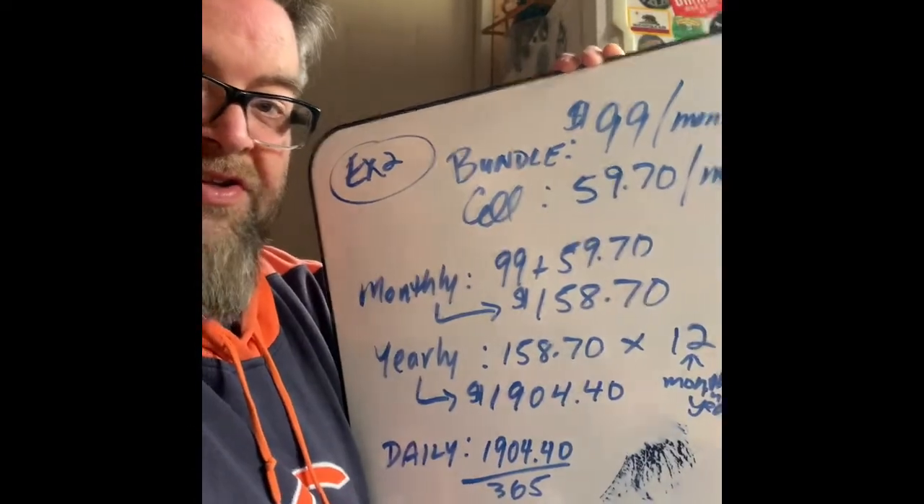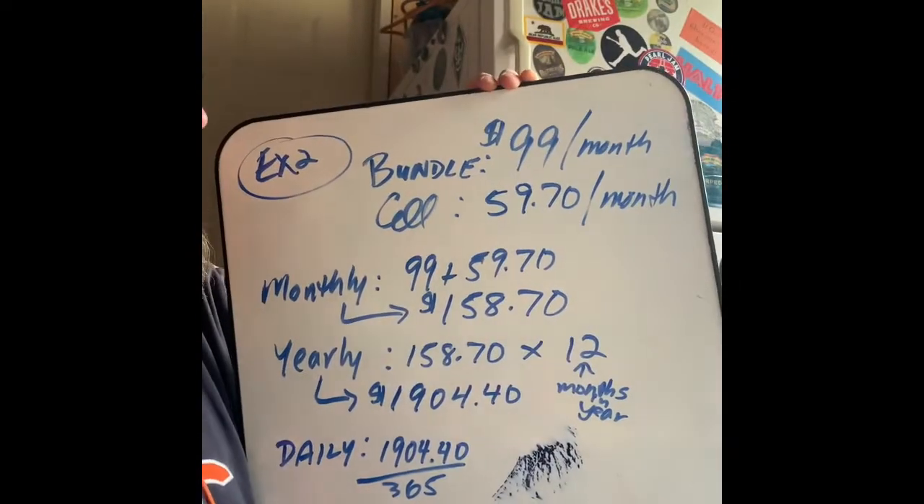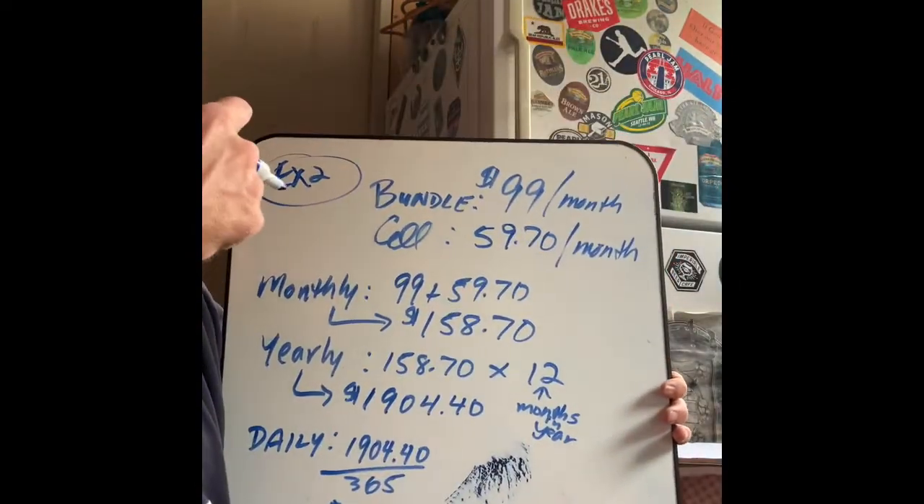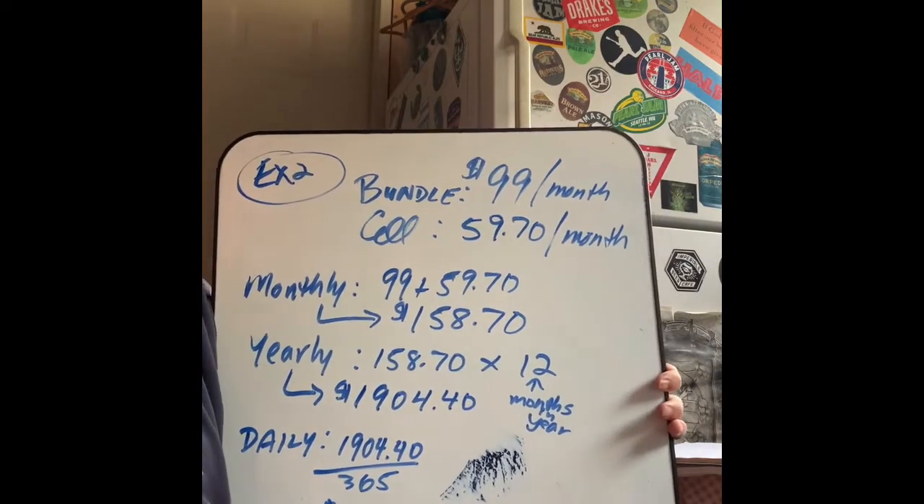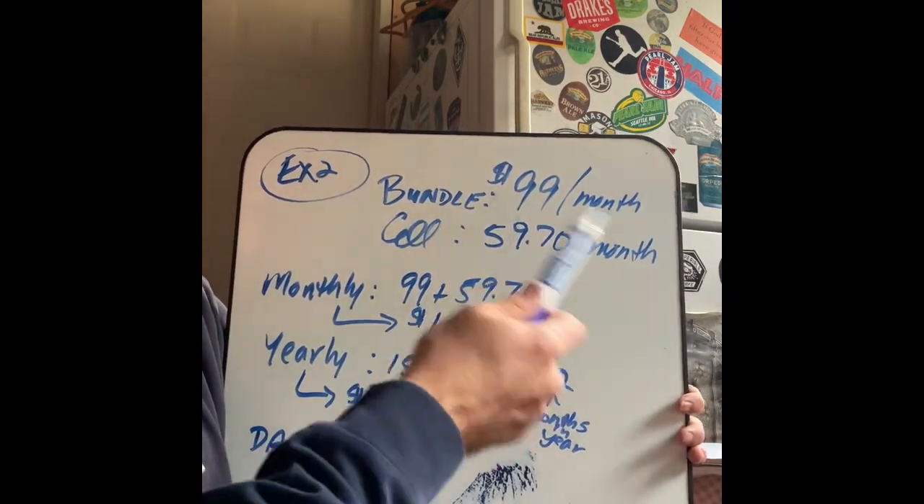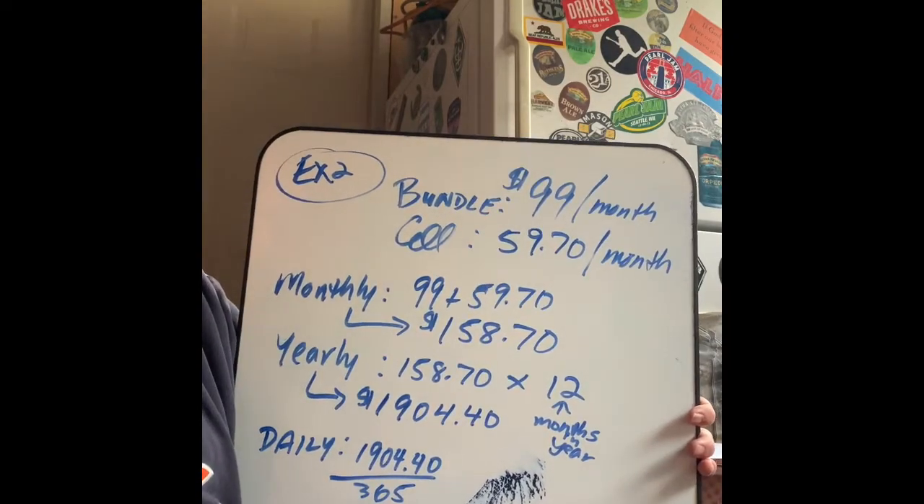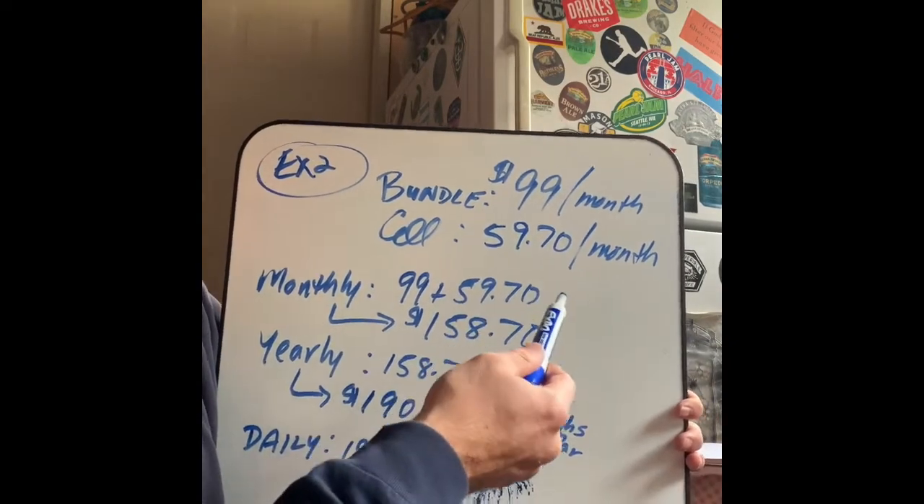All right, 11-2, example 2. So this one's pretty straightforward, but the tricky part is they end up asking us for different units to break it down. So she's getting a bundle for her internet, her cable, and her landline, $99 a month. They also mentioned that her cell phone normally is $59.70 a month.